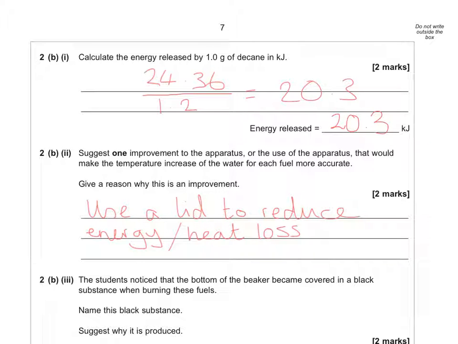Now, one thing here that lots of people said was to use a thermometer or a digital thermometer because it makes it more accurate. Now, it's wanting the temperature increase of the water more accurate, not the reading of it. So to make this more accurate, what you need to do is make sure that most of the energy that possibly can is going into heating the water and not being lost to the surroundings. So that's where quite a few people tripped up on that one by putting use a digital thermometer.